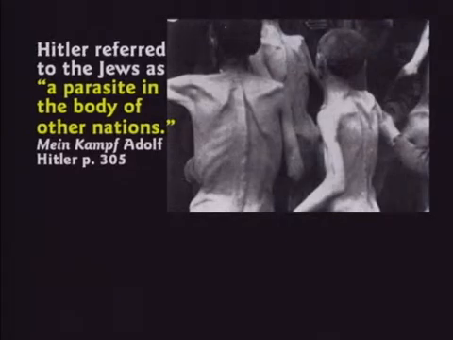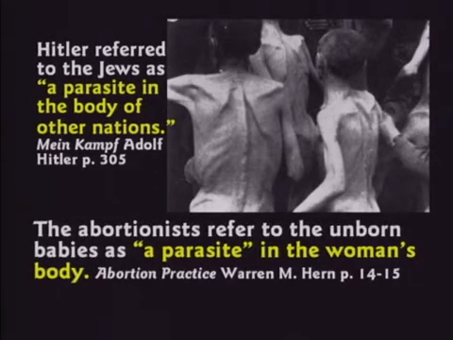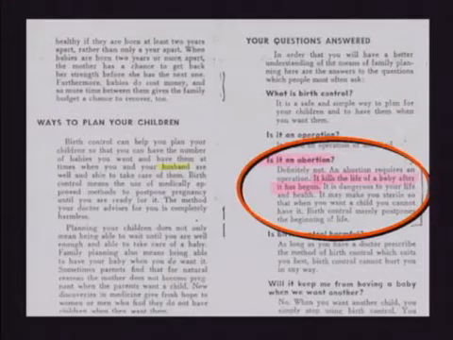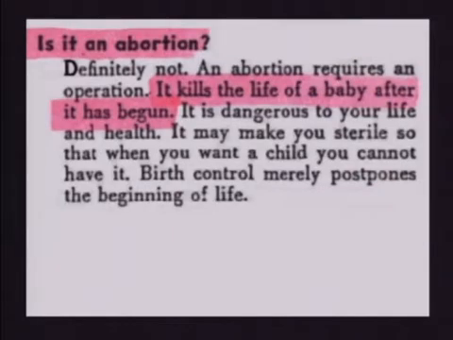Planned Parenthood published a document in 1952 where they said, what is an abortion? Is it an operation? No, it's not an operation. What is child planning, they called it. How to plan your children. Birth control. Is it an abortion? They said, definitely not. An abortion requires an operation. It kills the life of a baby after it has begun. Boy, Planned Parenthood changed their tune in the last 40 years, haven't they?